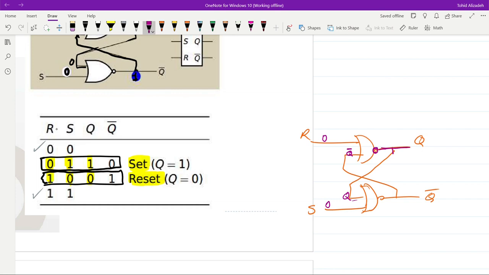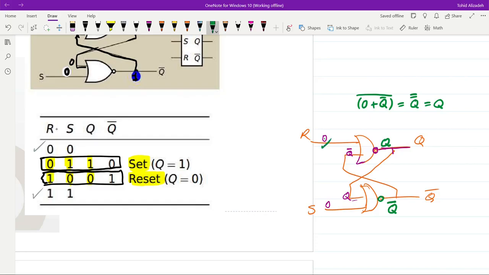The result of the NOR operation here, for the first NOR gate, we have 0 NOR Q bar. We know that 0 NOR Q bar will give us not Q bar, which is indeed equal to Q. So the output will be equal to Q. And if we consider the second NOR gate here, the output from the NOR gate will be equal to Q bar, as it was before.